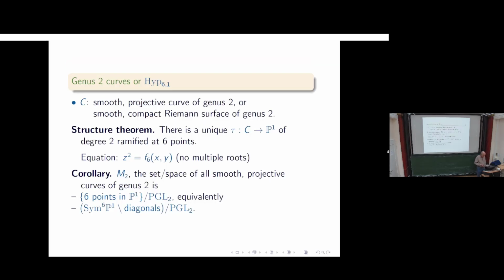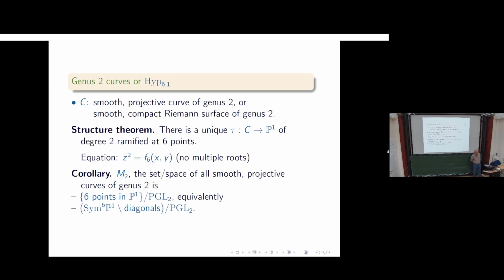Okay. And so, yeah, maybe I have time for this. So let's see what happens with genus 2 curves. These are smooth projective curves. Now there's a structure theorem that they have a unique map to P1, a degree 2 cover that ramifies at 6 points. So they have an equation z squared equals this homogeneous degree 6 polynomial.